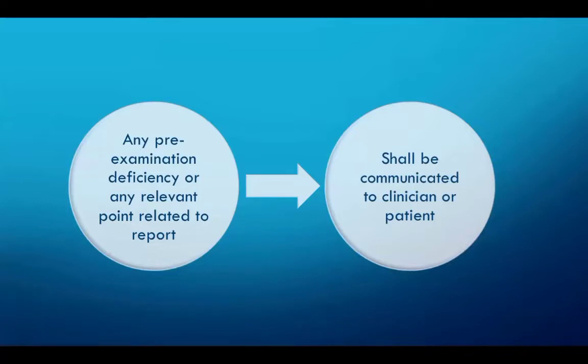And whenever you find any pre-examination deficiency, communicate to the clinician. What may be a pre-examination deficiency? In your hematology, suppose in a 2 ml EDTA tube, somebody has collected 1 ml blood. Then excess EDTA may cause shrinkage of red cells. It will reduce your MCV.